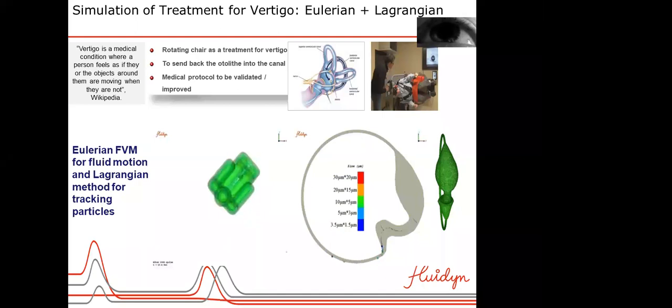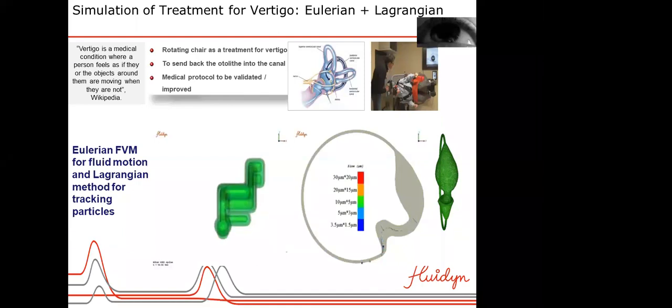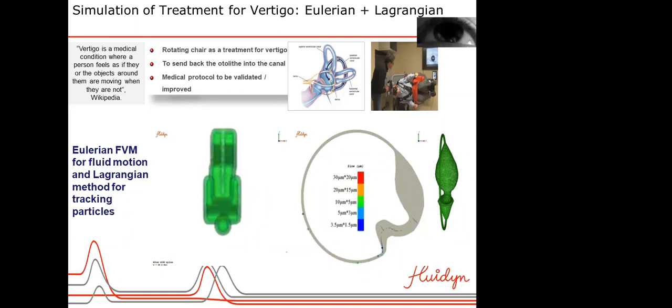In this problem, there is a medical condition called vertigo. It's a condition where a person feels as if they, or the objects around them, are moving when they are not. There's actually a famous movie of the same name. And one doctor thought that this could be treated in the following way. They postulated that the cause of this disease is in our inner ear.